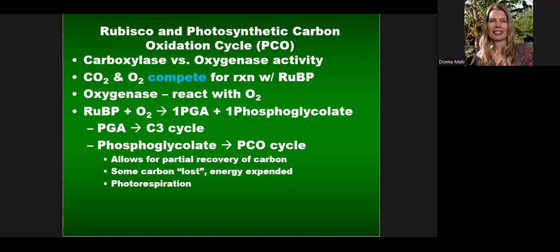So if oxygen comes into the active site, that's what you're seeing here on this last big bullet point, RUBP plus oxygen. What ends up happening is you get one molecule of that PGA, which is good because that's part of the Calvin cycle. So that's fine. But instead of getting two identical molecules of PGA, you just get one, and then you get this funky phosphoglycolate molecule. And this phosphoglycolate is only 2 carbons. Okay, this is only 2 carbons. PGA is 3 carbons, which is what you want for the Calvin cycle.